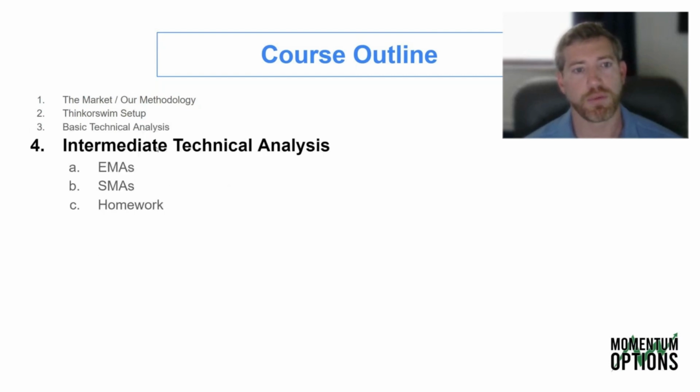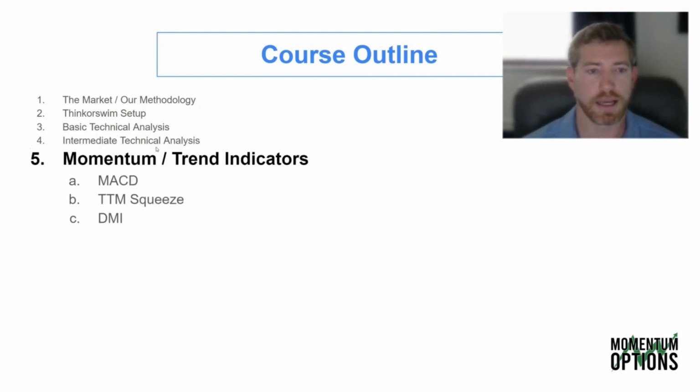Then we get into the more intermediate technical analysis, where we start talking about dynamic trends, using exponential moving averages and simple moving averages. These two different types of moving averages give us a lot of information, but they are absolutely different. We use them completely differently, and we don't use them on the same time frames or in the same way at all. So we'll talk about that more in that section.